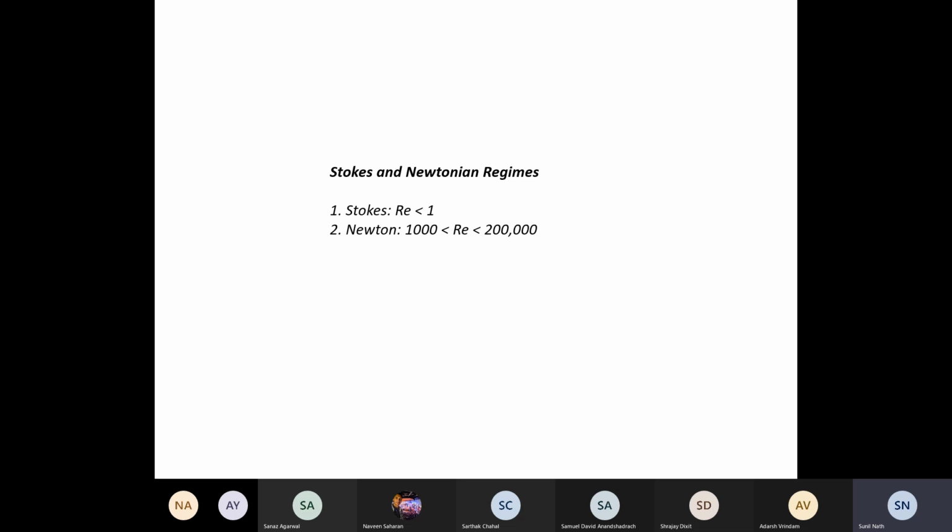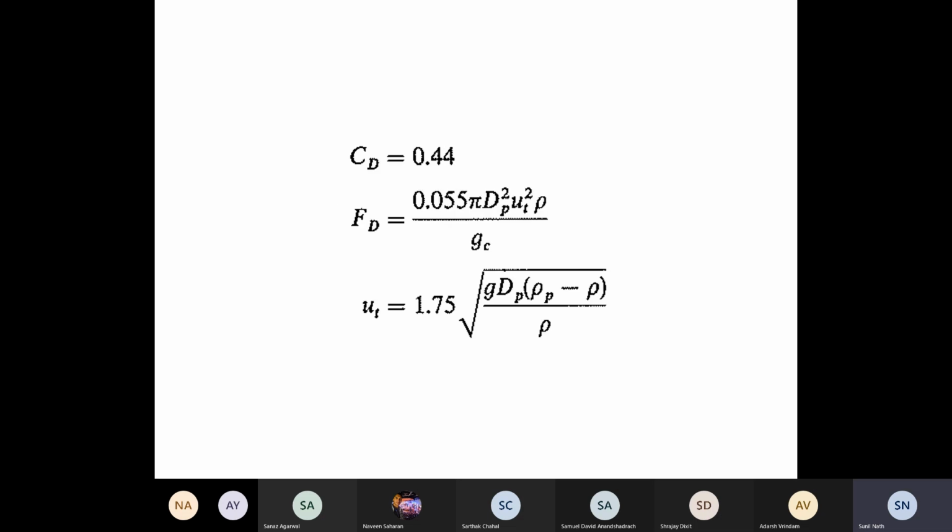Okay, now what you should get, I will present you on the screen. You can tabulate these. Right. So I've just summarized for you the two regimes. Stokes RE less than 1, Newtonian 1000 less than RE less than 200,000. And these are the equations that you ought to get. So the coefficient, the drag force, and the maximal velocity. Please do this and check that this is correct.